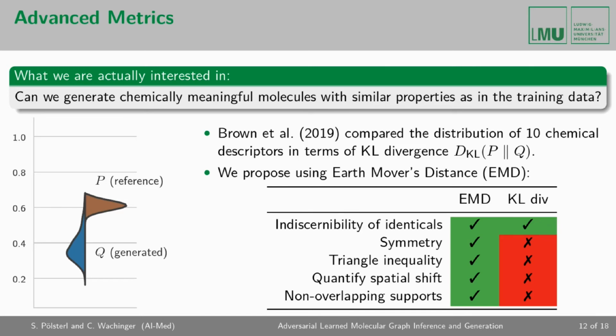instead. First of all, the Earth Mover's distance is a metric and satisfies symmetry and triangle inequality, which the KL divergence does not. But more importantly, only the Earth Mover's distance does quantify spatial shift. So if you look at the example on the left, the KL divergence would only consider the part where P and Q overlap, but how far the remaining part of Q is from P is irrelevant. Even worse, when P and Q do not overlap, as shown on the left, the KL divergence is undefined.